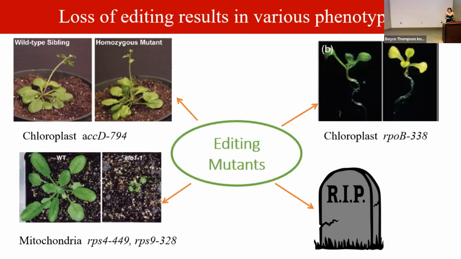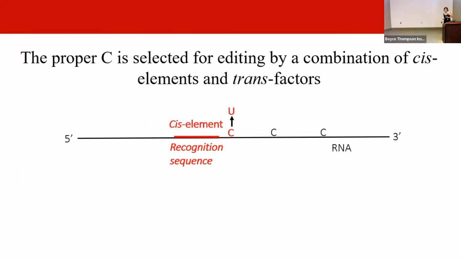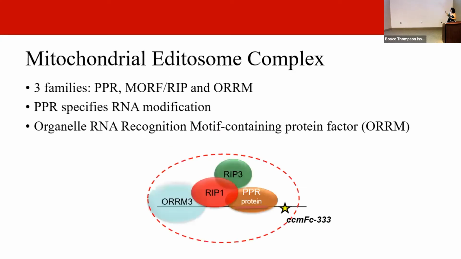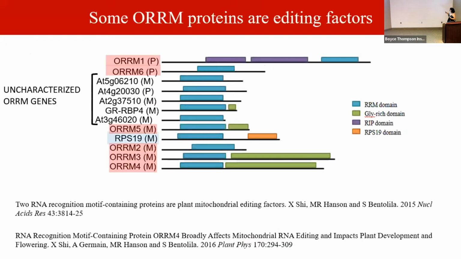So I've explained why C to U editing is needed and what happens when it's not there. But the question about specificity still lingers. Or in other words, how is the proper cytosine selected for this editing process? The proper cytosine is selected for editing by a combination of cis elements and trans factors. The cis element is labeled in red as a recognition sequence. Cis element sequences vary for different C targets. Additionally, cis elements are recognized by a particular protein. In this example, the star is a C target, CCMFC333, and it's being recognized by the PPR protein.